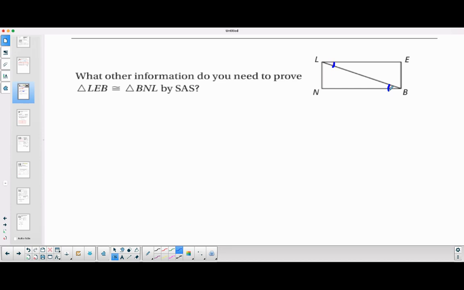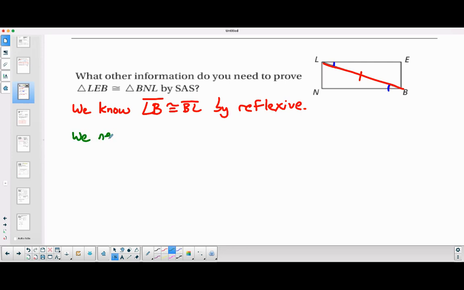So what we do know is we can always add our reflexive to the picture. Okay, this red side is congruent to itself. This is one where we'd have to switch the order, but we know that LB would be congruent to BL by reflexive. So we can get that by ourselves, though. That's not our answer. Okay, we would need something else.